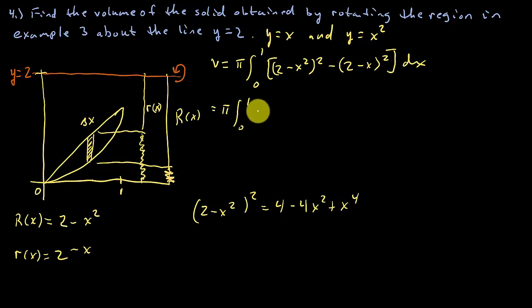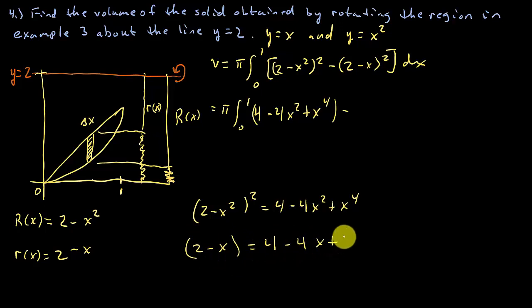Okay, so that's 4 minus 4x squared plus x to the 4th, minus, and then I FOIL this out, 2 minus x squared, that's going to be 4 minus 4x plus x squared. And so that's 4 minus 4x plus x squared, and then times the thickness dx.